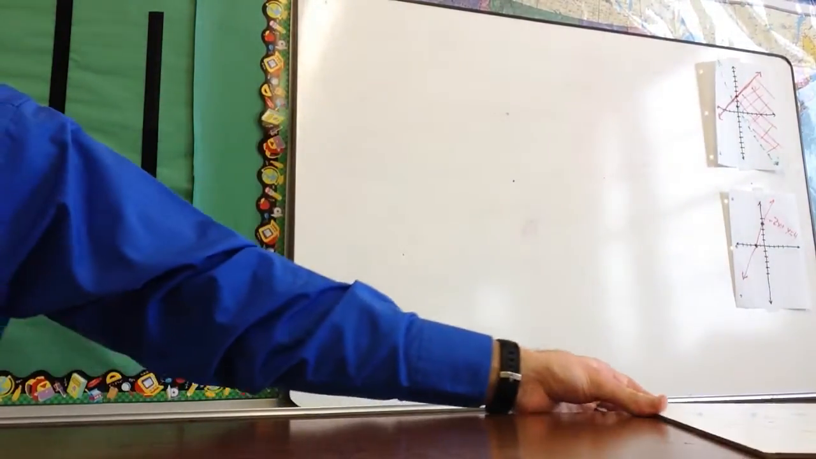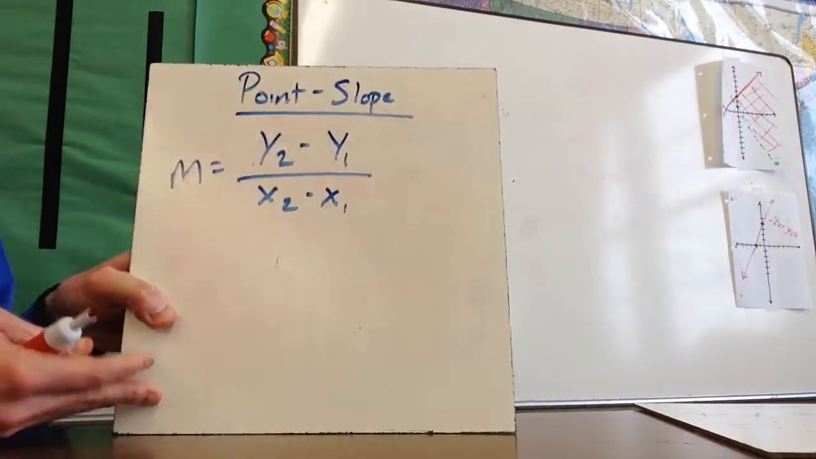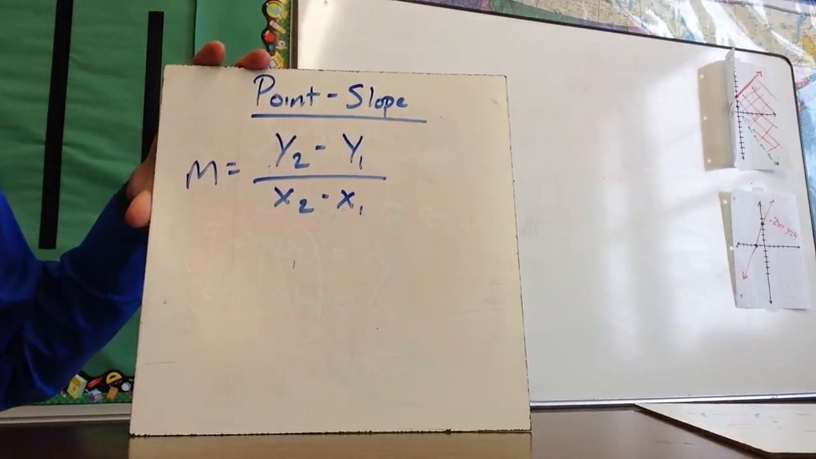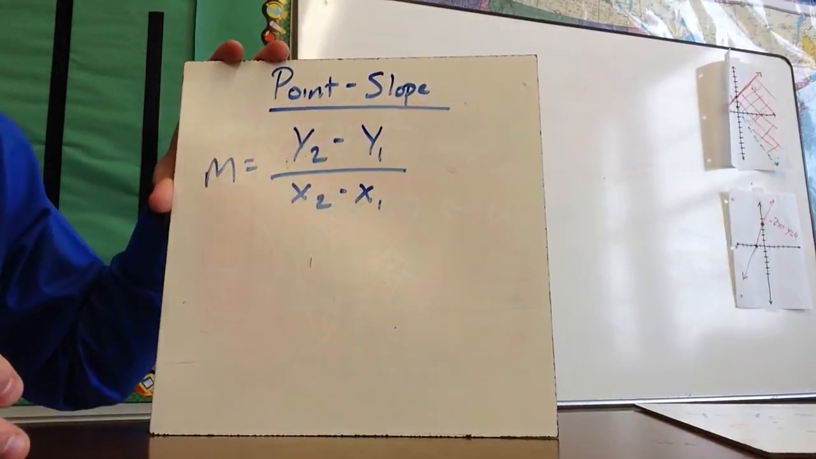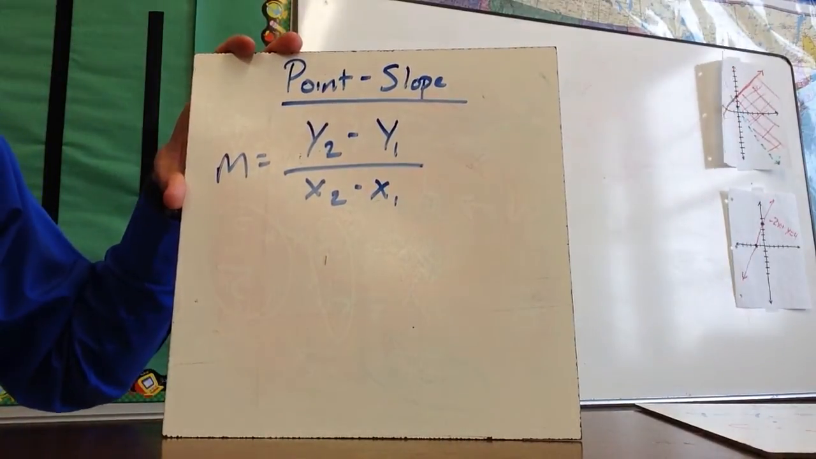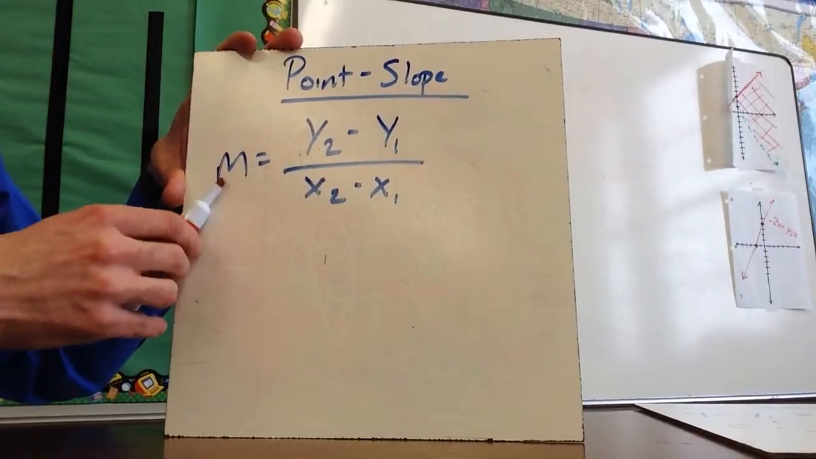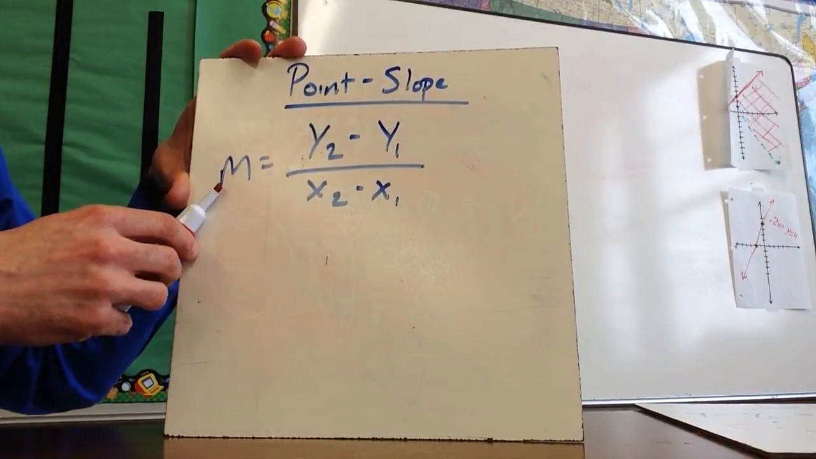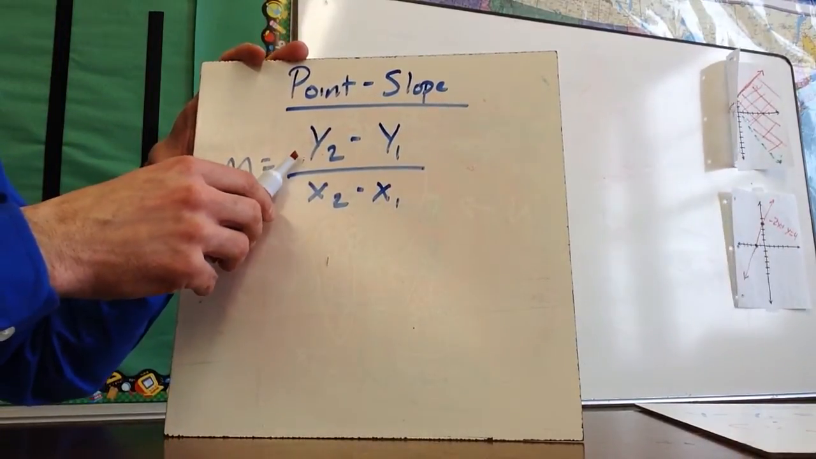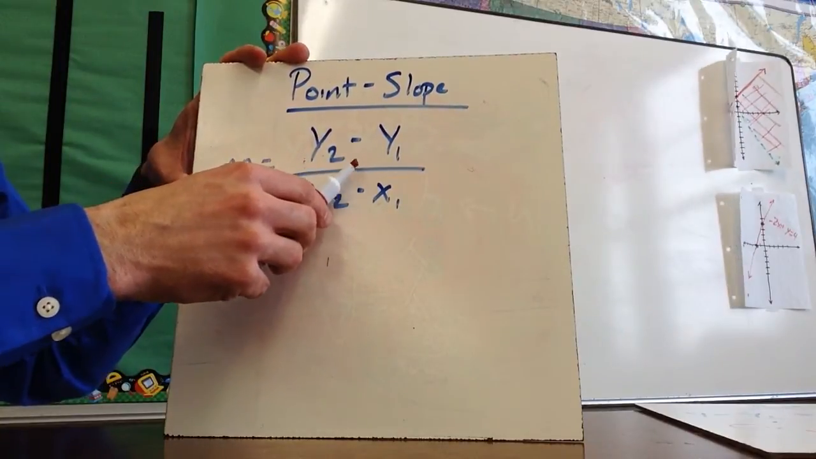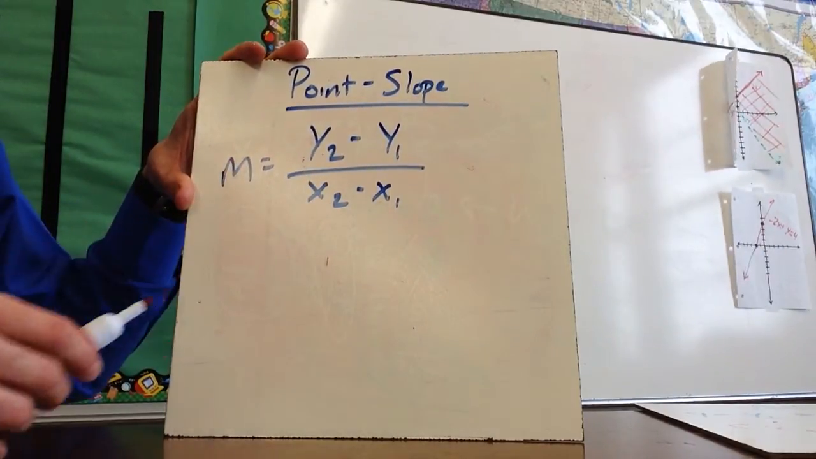But before we do, I want to show you exactly where this comes from, because I think a lot of people feel like this is just some magical formula. You will not necessarily be responsible for knowing this on a quiz, but I think it's a good idea for you to understand where it comes from. This is the formula for slope, hopefully one you're getting somewhat comfortable with. The slope of a line is equal to y2 minus y1 over x2 minus x1.